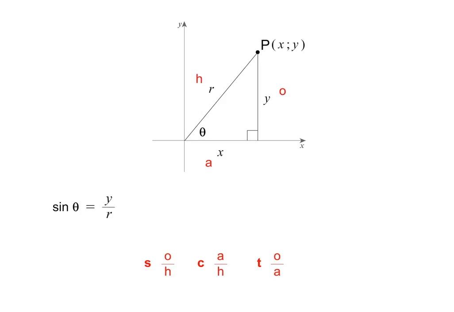This means that sine theta is the ratio y over r, which is the ratio opposite over hypotenuse. And cos theta is x over r, which is the ratio adjacent over hypotenuse. And tan theta is y over x, which is the ratio opposite over adjacent. These are the ratios you need to use when doing trigonometry on the Cartesian plane.